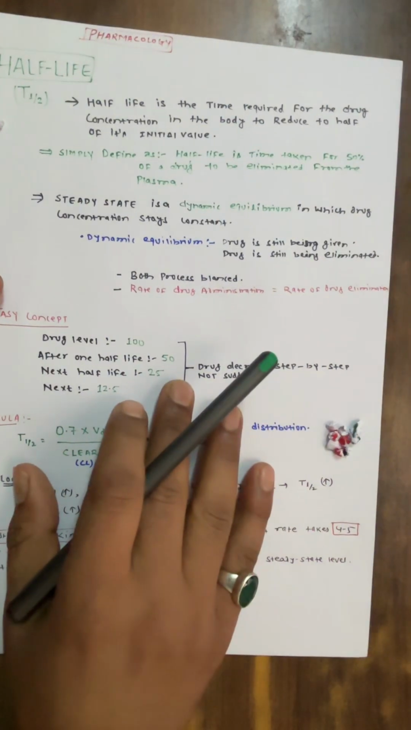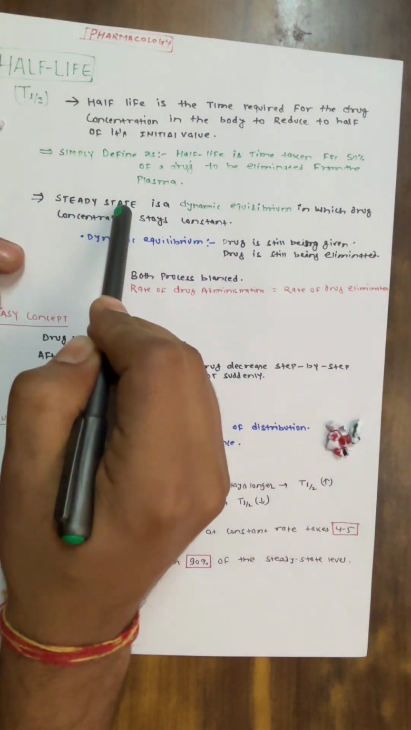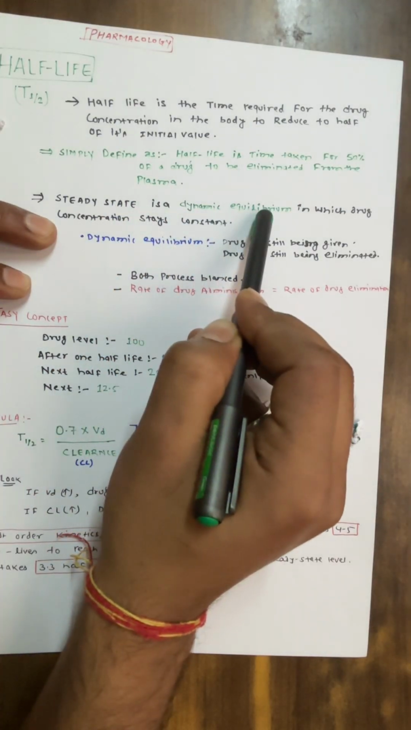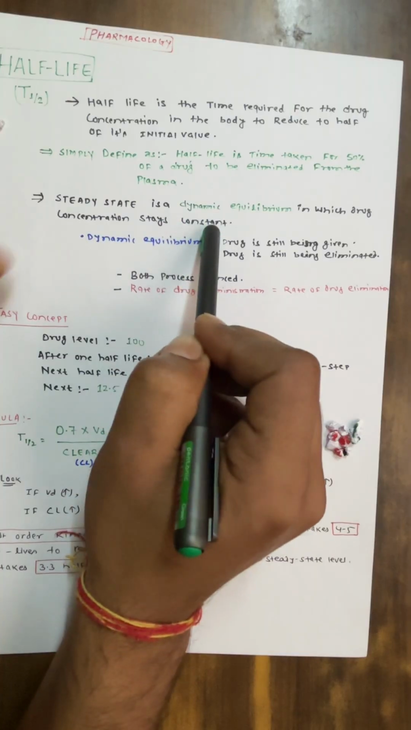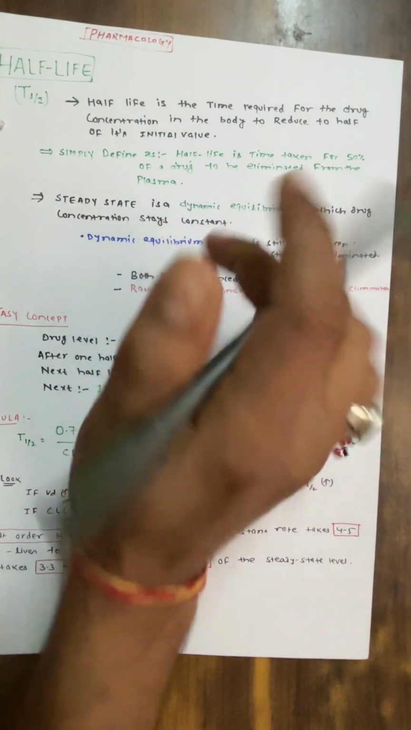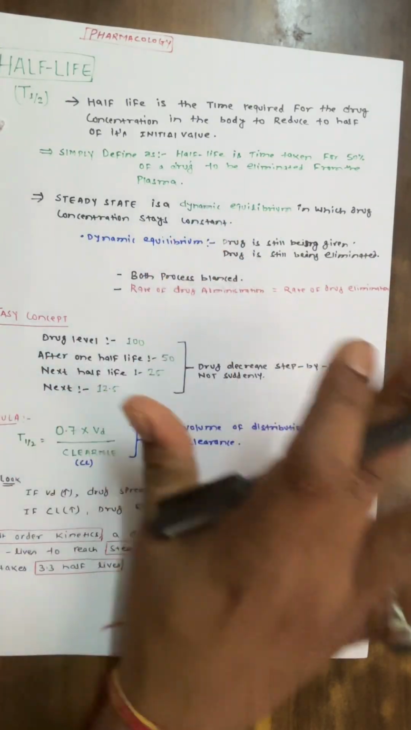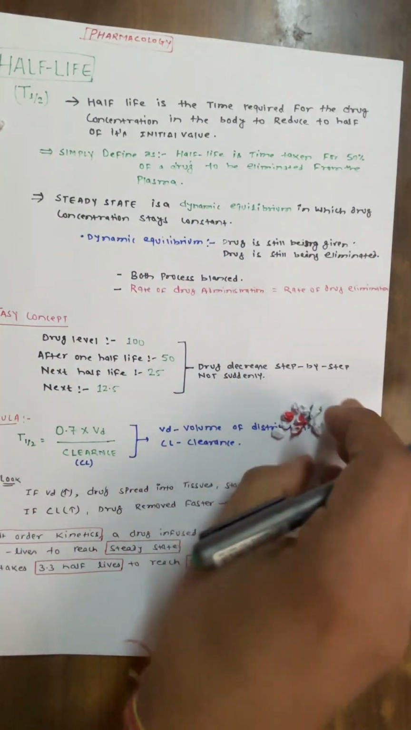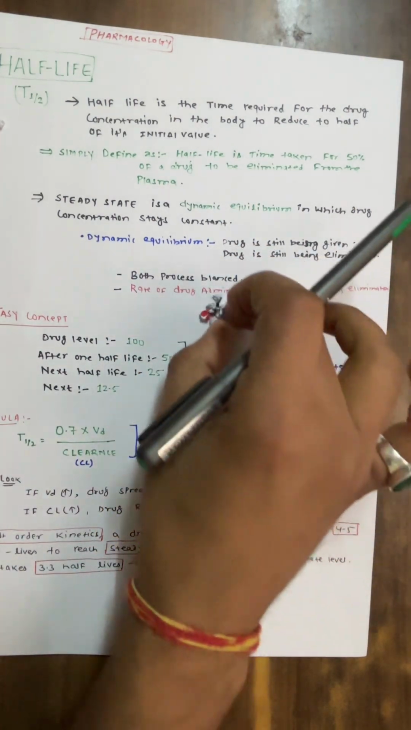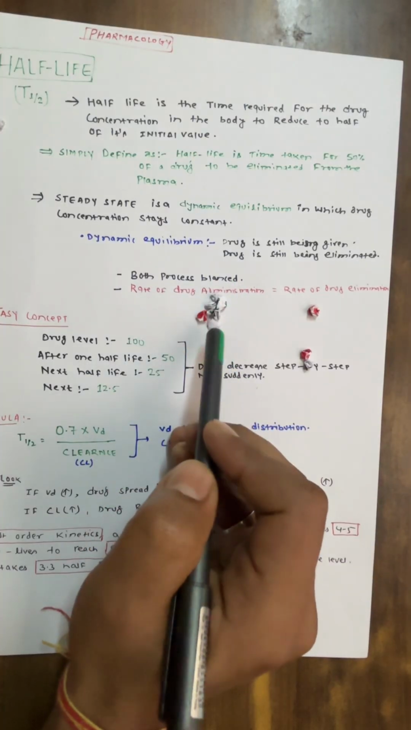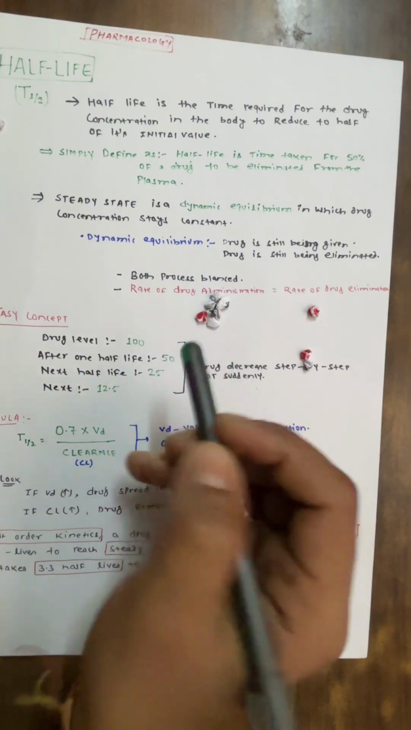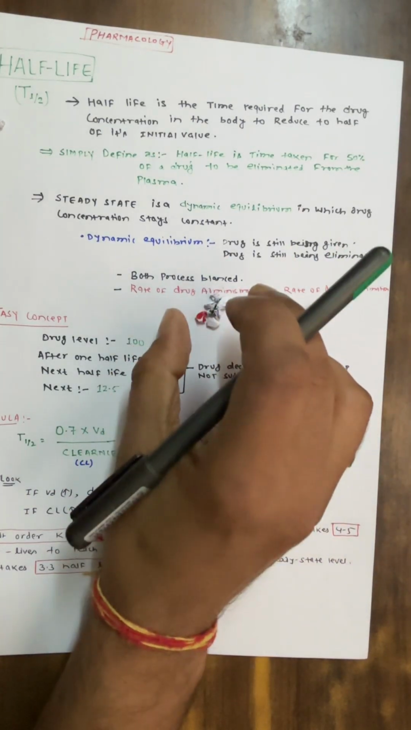Now there is another term related to half-life, which is steady state. Let's learn what steady state is. It's a dynamic equilibrium in which the drug concentration stays constant. Steady state is that state in which the concentration of the drug does not change with time. Suppose this is the concentration of the drug, and this concentration is not getting changed with time. Then that state will be called steady state.